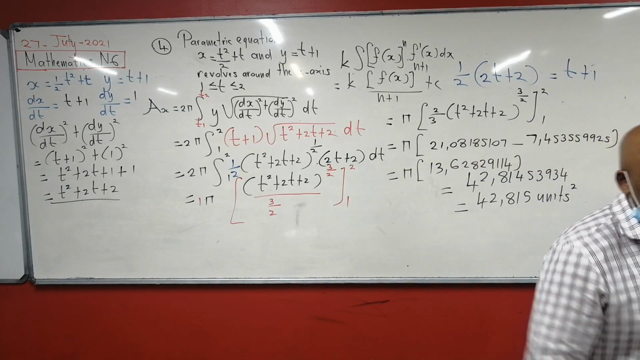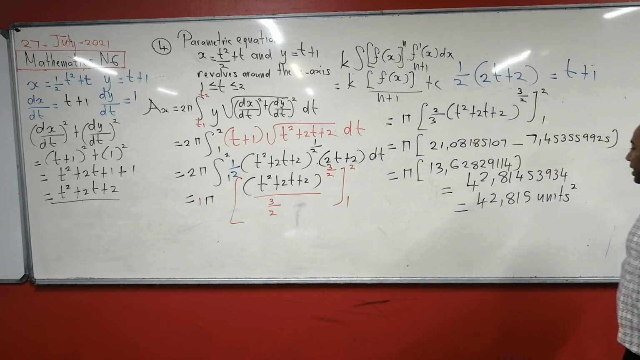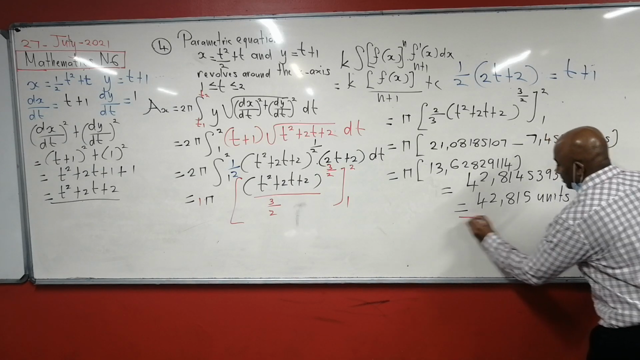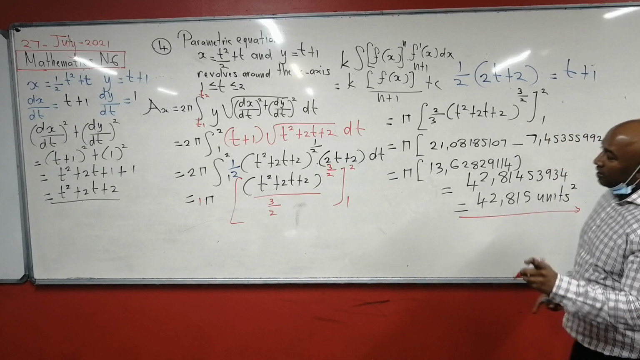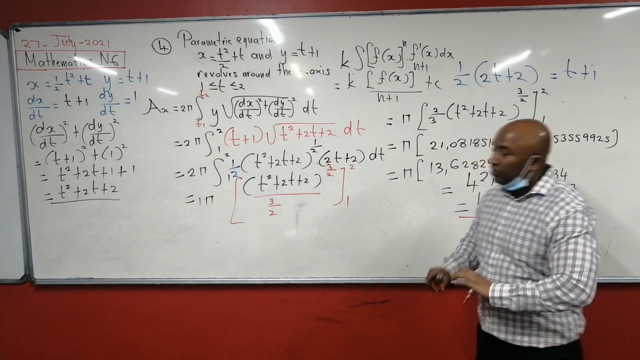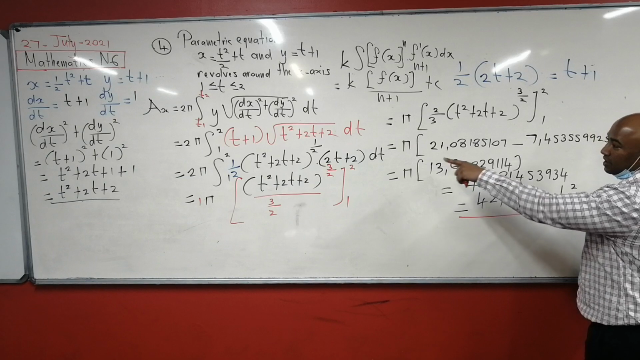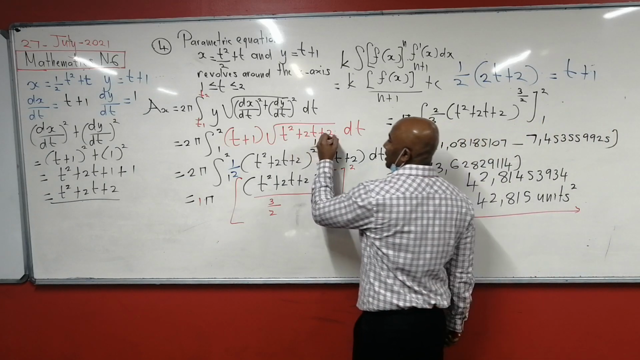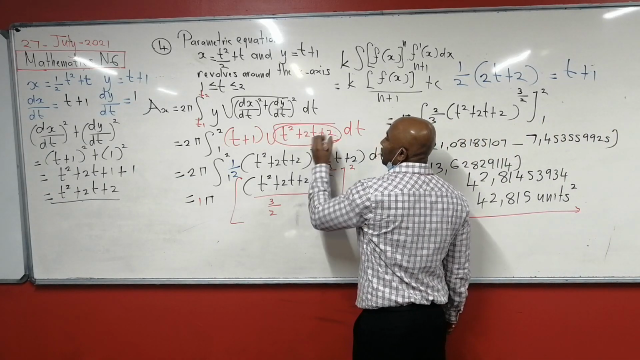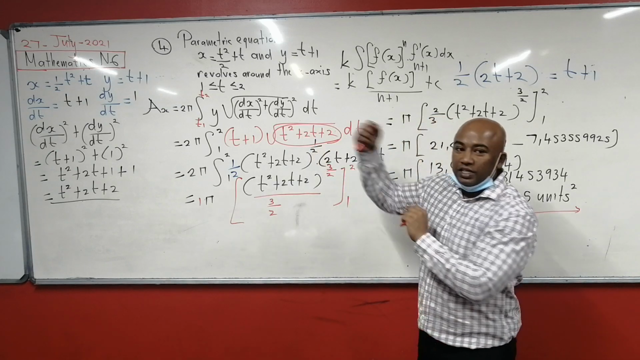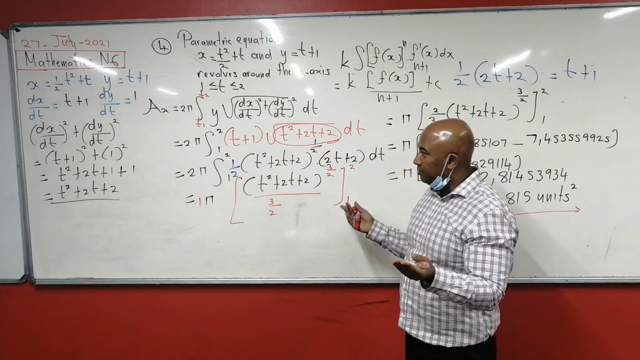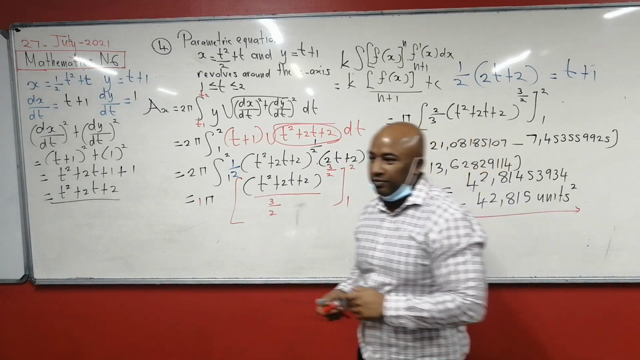Check this. 42.815. Remember here, if you're not familiar with inspection, then you could let u equal to this part here, find du over dt, if you've got time for that in the exam. Okay.